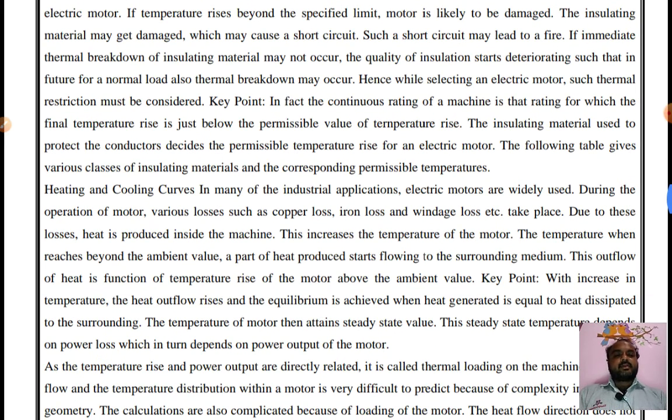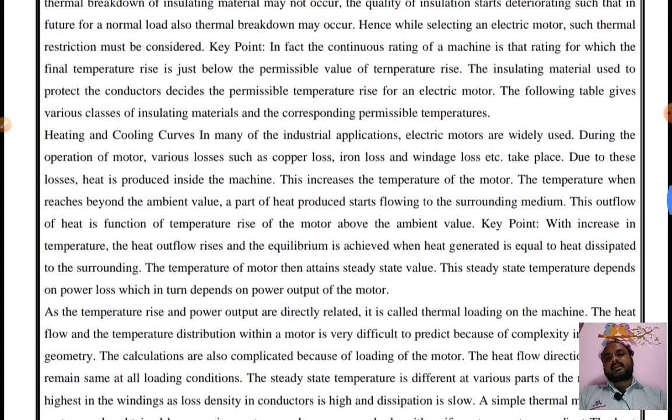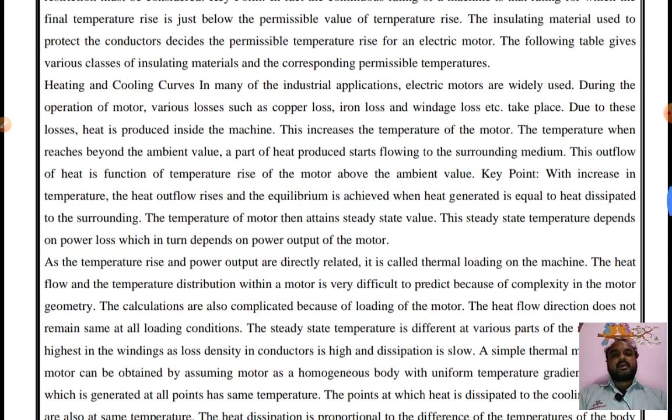In fact, continuous rating of a motor is that rating for which the final temperature rise is just below the permissible value of temperature rise. The insulating materials used to protect the conductors decide the permissible temperature rise for an electric motor. The following table gives the various insulating materials and the corresponding permissible temperatures.